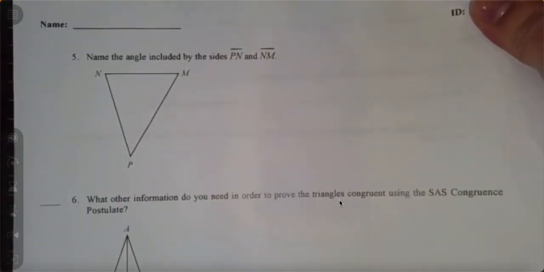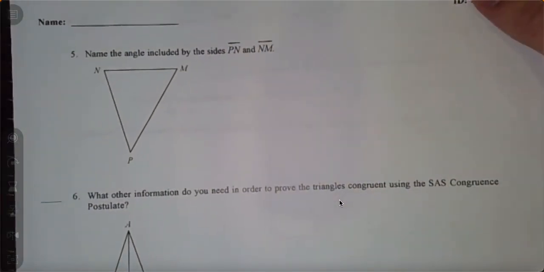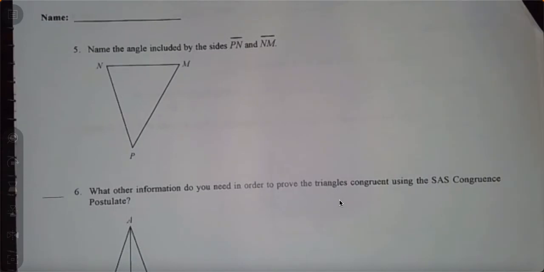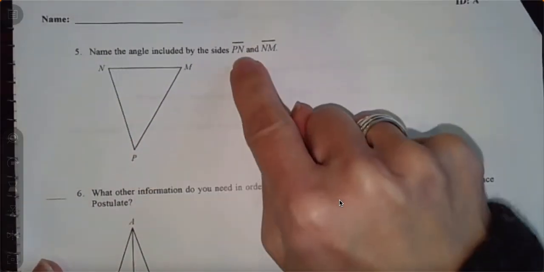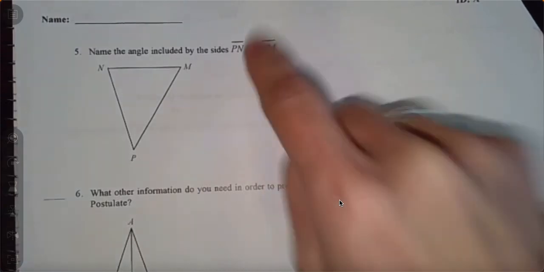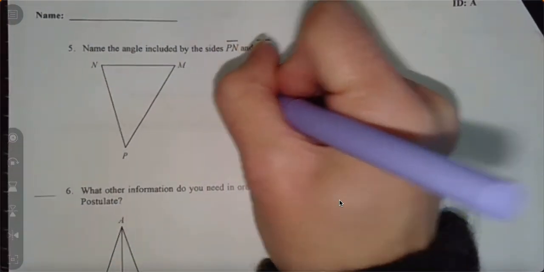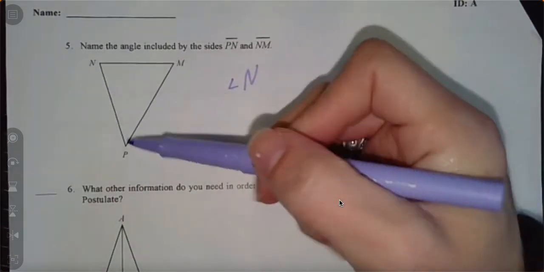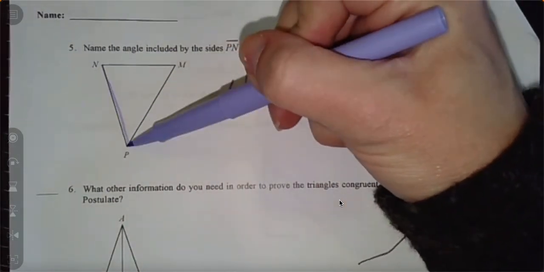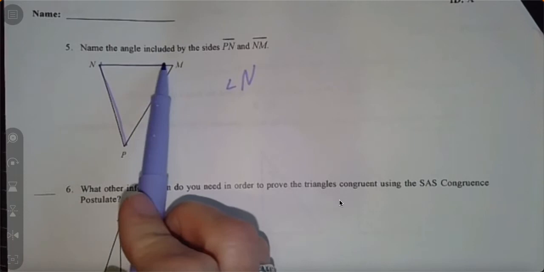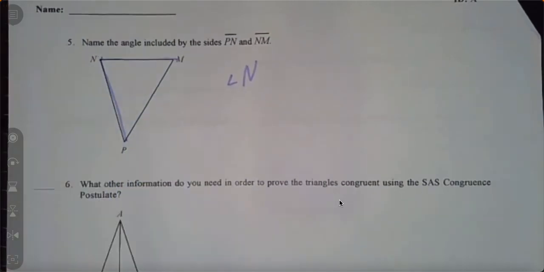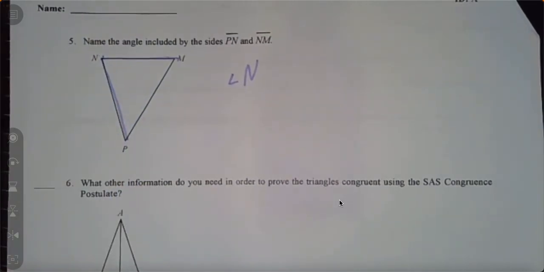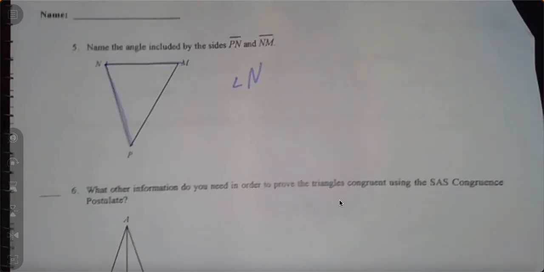Number 5. It says name the angle that's included by sides PN and NM. Angle N. Yeah, you can see angle N is in both of them, okay? And y'all remember how you write an angle, angle N. Or you can, if you needed to, do, okay, PN and NM, my angle is angle N. Okay, are we good with that one? Flying through this, y'all, we might get more than 10 done.